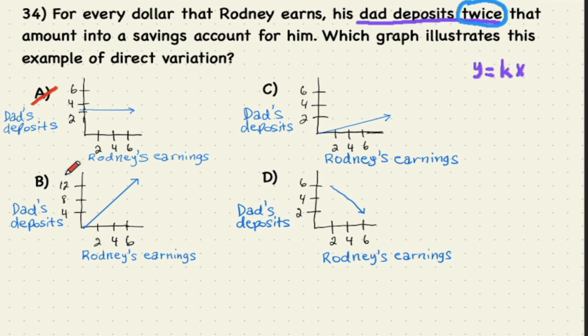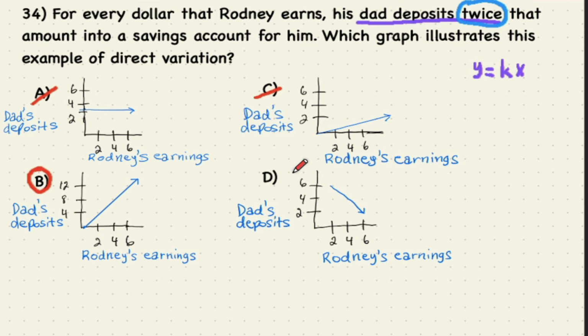Okay, so this is the correct answer. But let's look at answer choices C and D as well. As you can see, C is a little stagnant and it's not really moving up. So we can see that this is definitely not twice the amount, because we start at 0, he makes $2, and then it's not even up at $2, right? It's not even double the amount. So we know that doesn't make any sense.